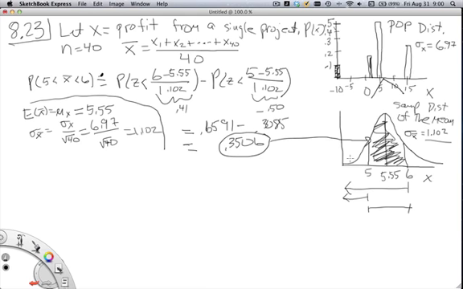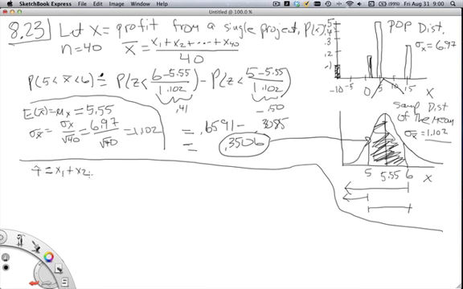I'm going to add an optional part B. I said earlier that the profit per project is not as interesting to me as the total amount of profit that we're going to make in the quarter. So that's a T-hat problem. So let's say that T-hat is just the total of all the projects. That's an equal sign there. x1 plus x2 plus dot dot dot x40.